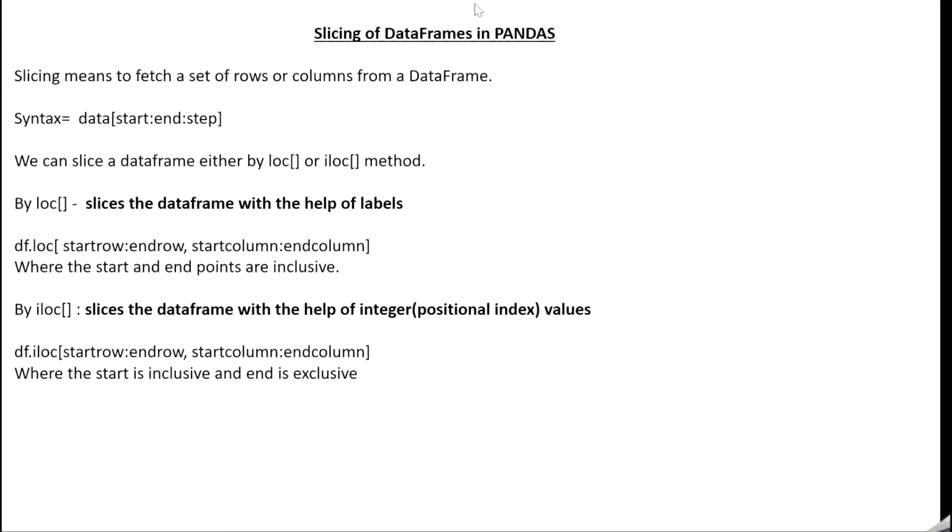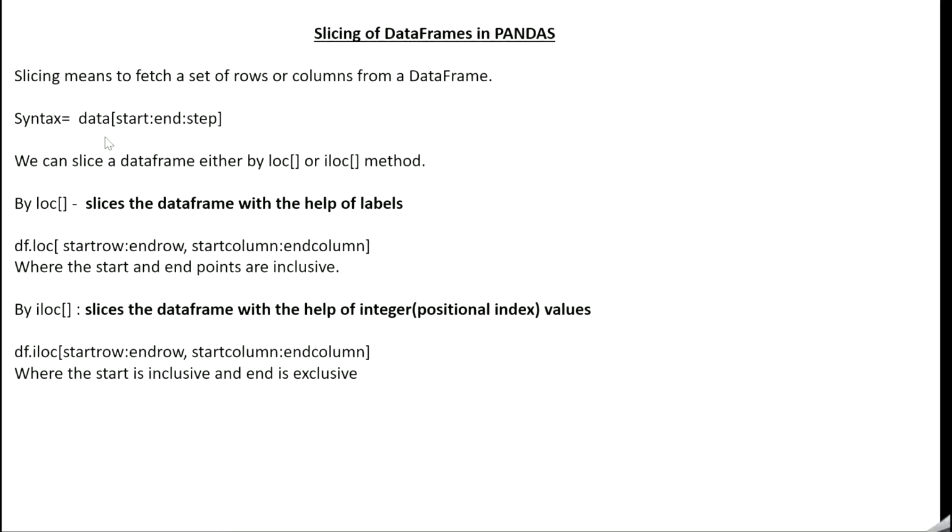In the earlier session, we had seen indexing of data frames in Pandas. Today, let's move on to the slicing of data frames in Pandas. So what does slicing mean? Slicing means to fetch a set of rows or columns from a data frame. We had also seen slicing in lists and tuples, so in the same way today we are seeing slicing in data frames in Pandas.